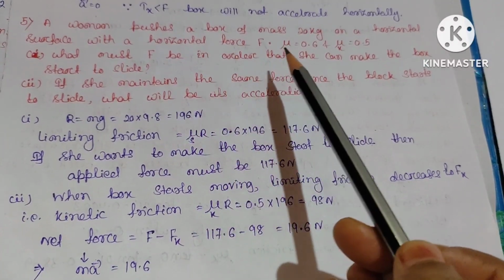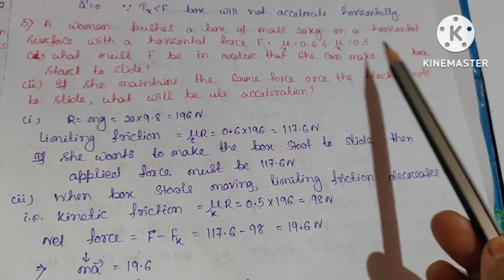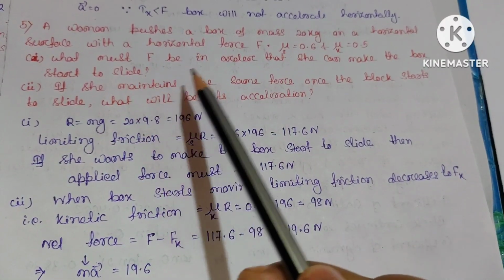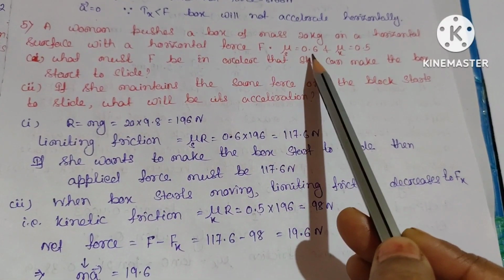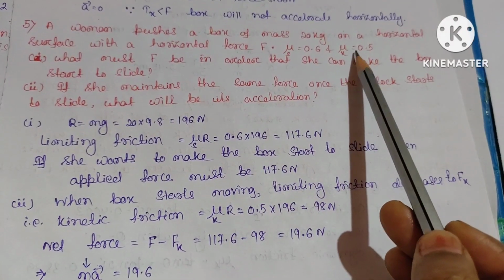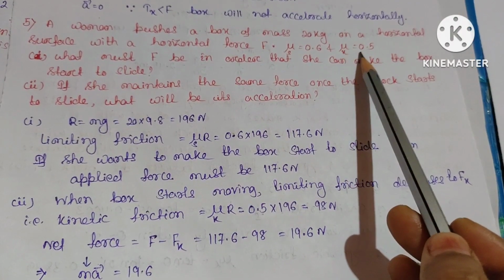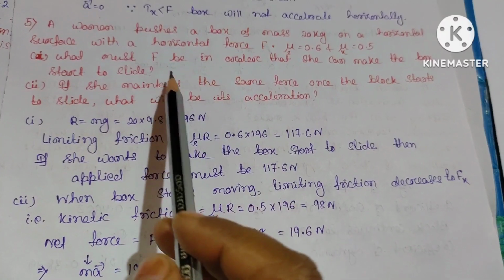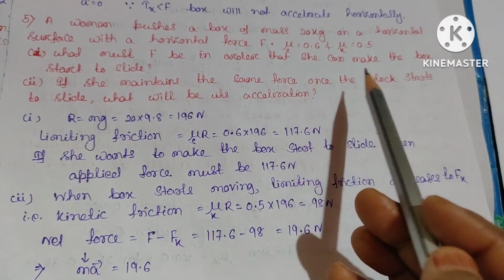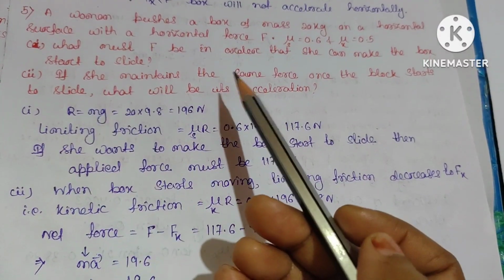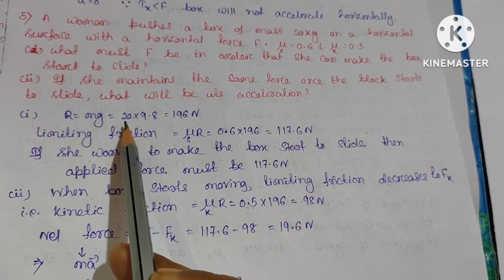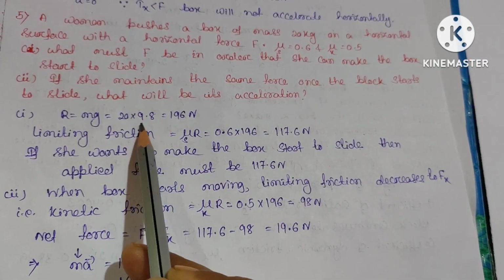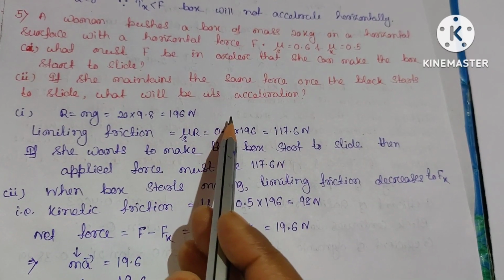A woman pushes a box of mass 20 kg on a horizontal surface with a horizontal force F. Here μs, the coefficient of static friction, is 0.6 and μk, the coefficient of kinetic friction, is 0.5. What must F be in order that she can make the box start to slide? R equals mg, m is given as 20, into g is 9.8, that is 196 Newton.